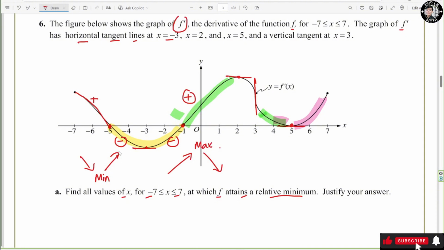So we see that the function f attains a relative minimum at s equals -1, because f prime of -1 equals 0, and f prime of s changes sign from negative to positive at s equals -1, right?